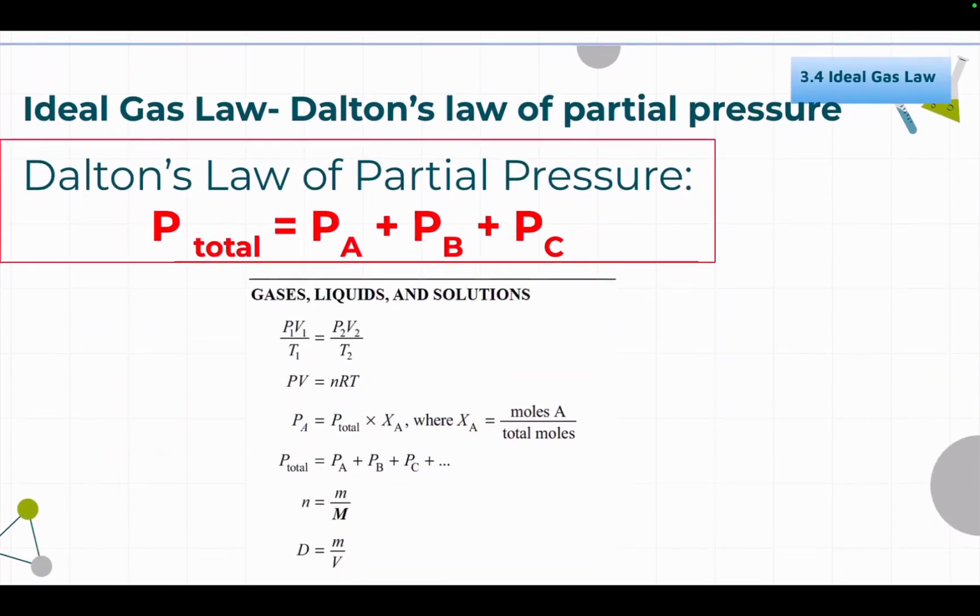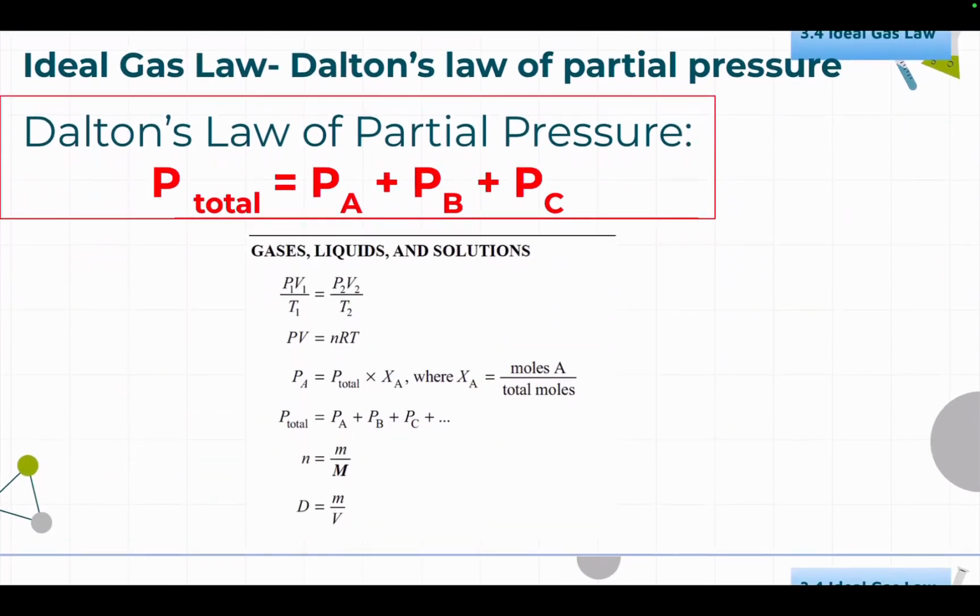So now we're going to talk about Dalton's law of partial pressure, which is on our formula sheet. It's just saying that the total pressure is equal to the sum of the partial pressures of all of the gases that are in the mixture.